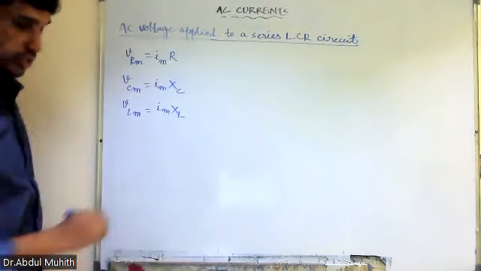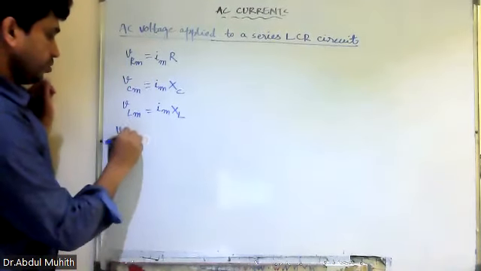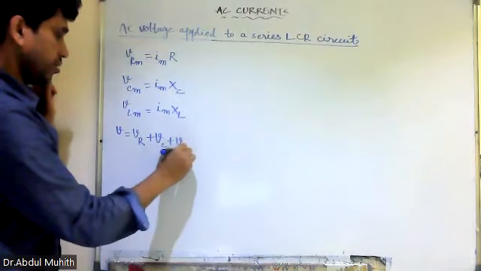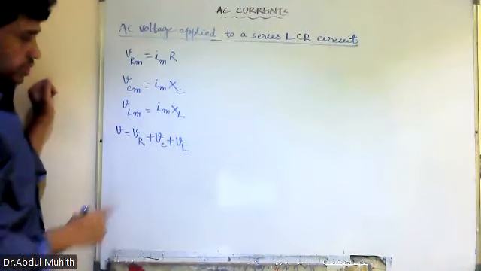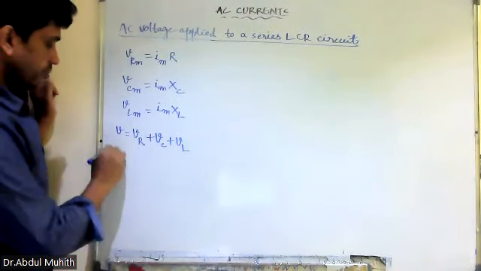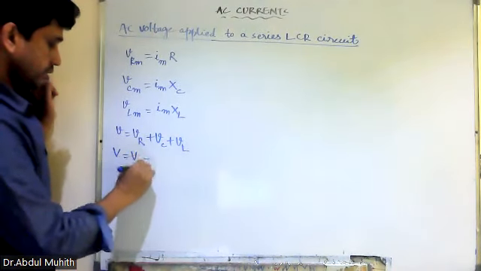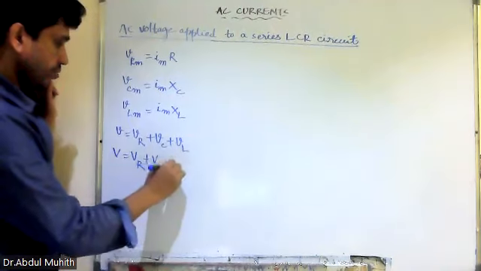This is the voltages. Now, what is V? V is equal to VR plus VC plus VL. Okay. Now, this is the magnitude. And if you are comparing the vectors, V is equal to VR plus VC plus VL.